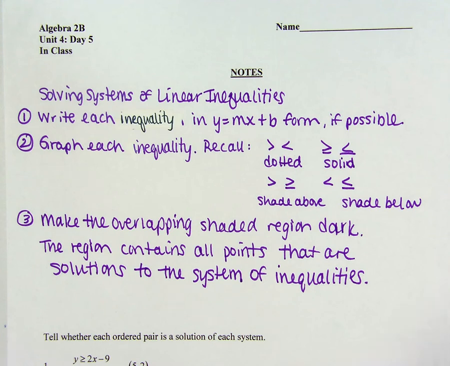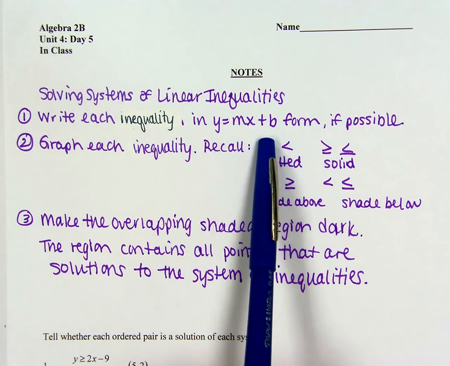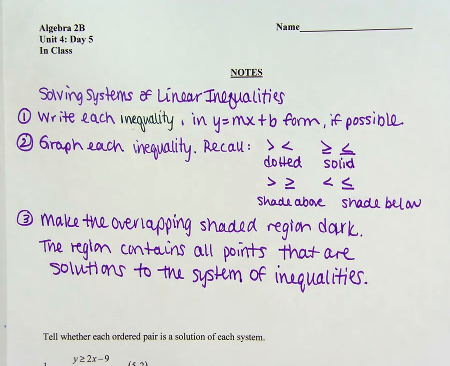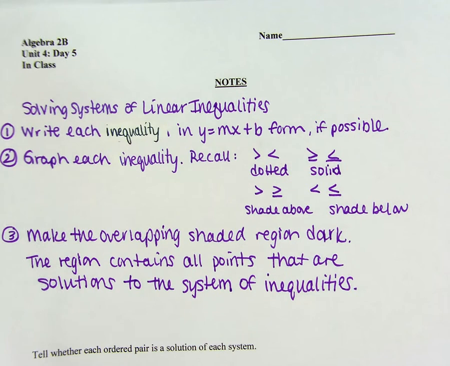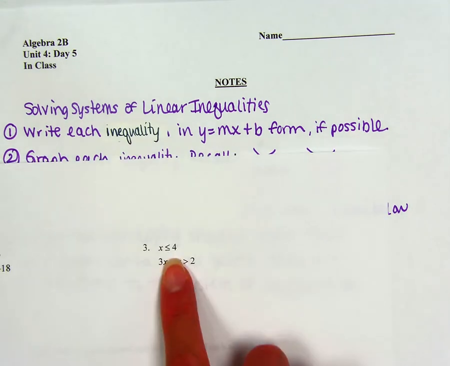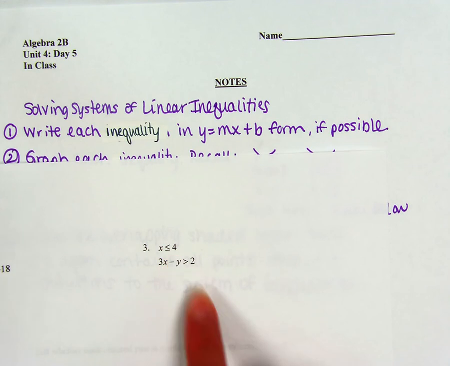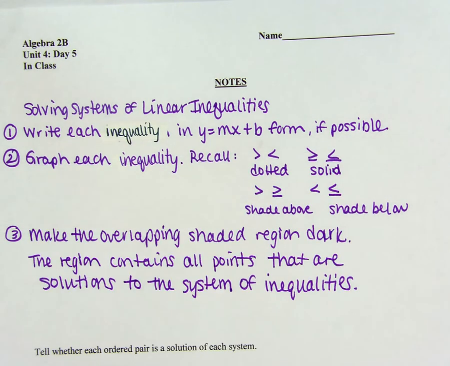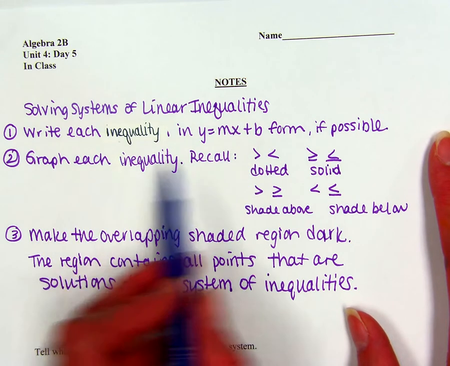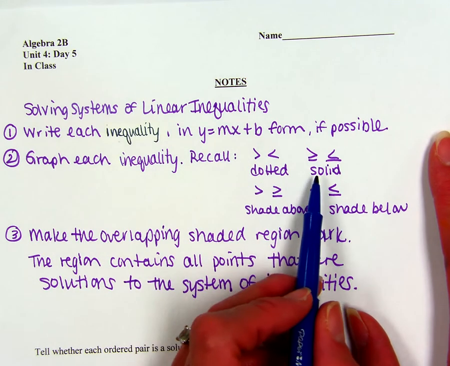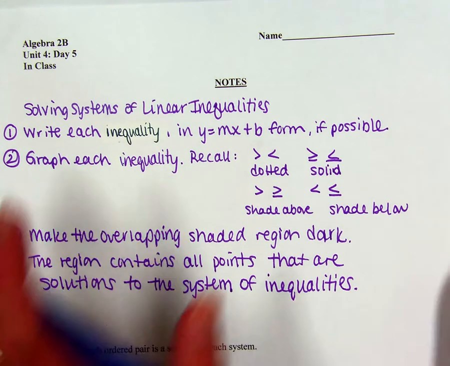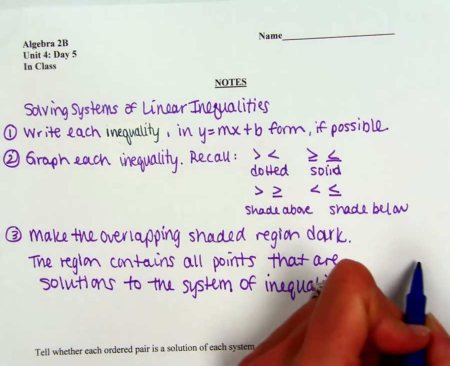So you know that when you graph, you always want to make it in y equals mx plus b form. Most of the time you'll be able to do that with your problems, except in the case where you have, like on the next page, an x equals and no y's, you won't obviously be able to solve for y. Once you have it in slope-intercept form, then you're going to graph each inequality. So remember to decide, is the line going to be dotted or solid, and are you going to shade above or below?